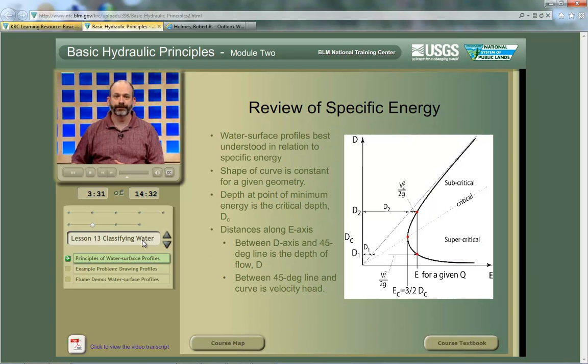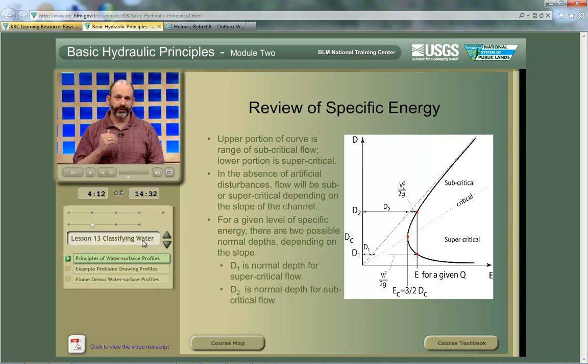Now, I'd also like to do a quick review of specific energy, because water surface profiles are best understood in relationship to specific energy. The shape of the specific energy curve is constant for a given geometry, and the depth at the point of minimum energy is the critical depth, D sub c. When you measure distances along the E-axis, the distance between the D-axis and the 45-degree line is the depth of flow, D. And then the distance between the 45-degree line and the specific energy curve is the velocity head.